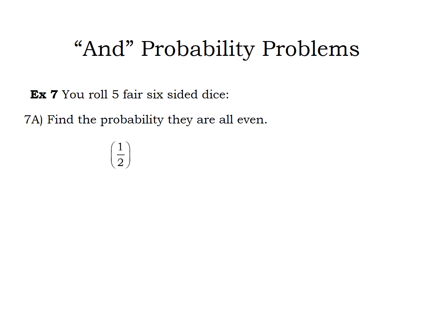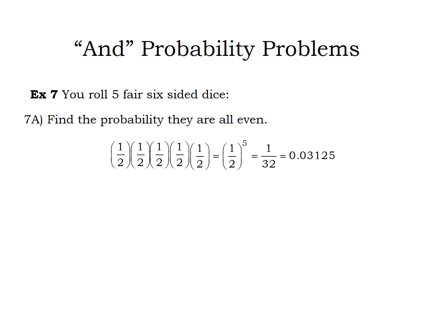So the probability the second one is going to be even, given the first one was even, is still a half. Now, knowing the first two are even doesn't change the probability of the third one being even. The probability the third one's going to be even, given the first two were, is still a half. And the probability the fourth one is even, given the first three were even, still a half. And finally, the probability the fifth one is going to be even, given all the others were, still a half.